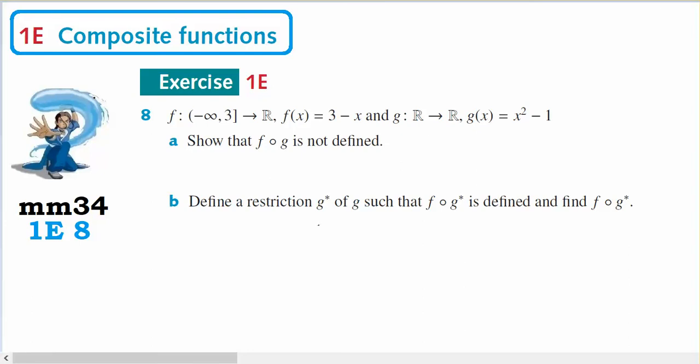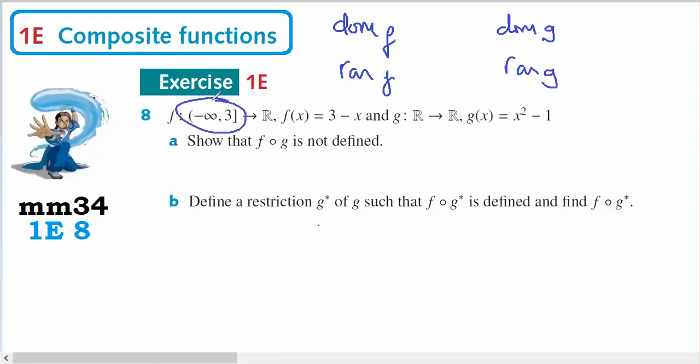This is for Year 12 Methods. It comes out of 1E, composite functions, question number 8 in 1E. So we're going to show that f∘g doesn't exist. So let's find the domain and range: the domain of F and the range of F, the domain of G, the range of G.